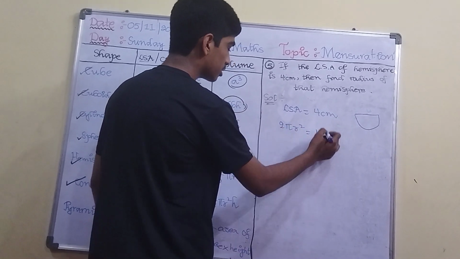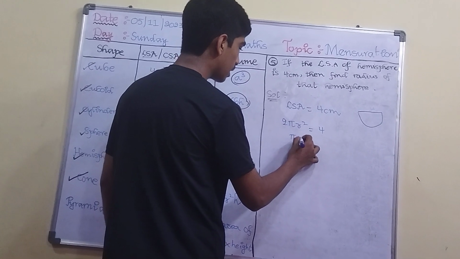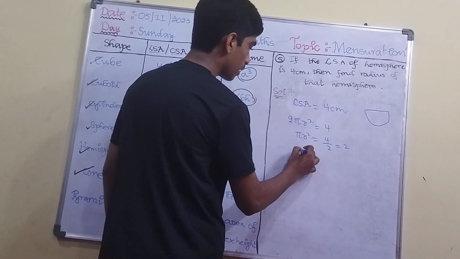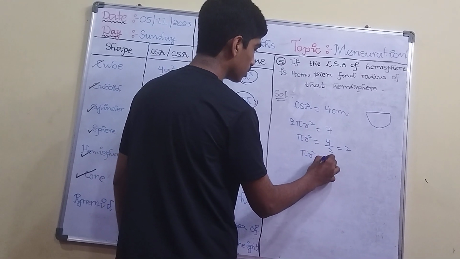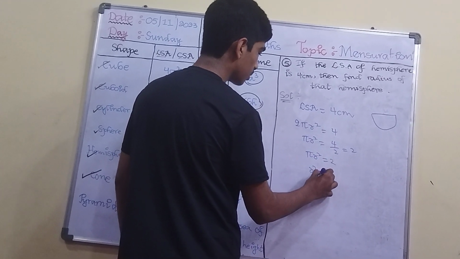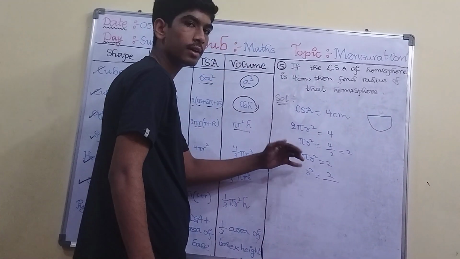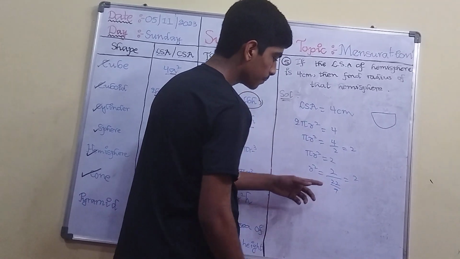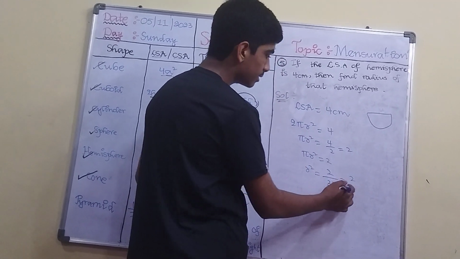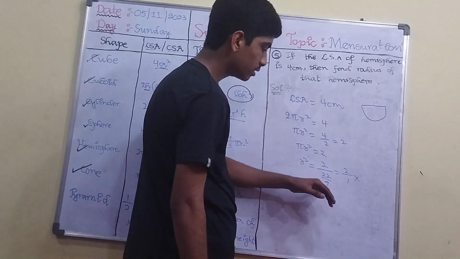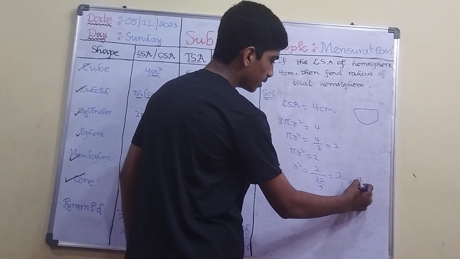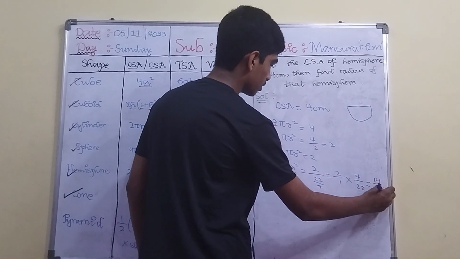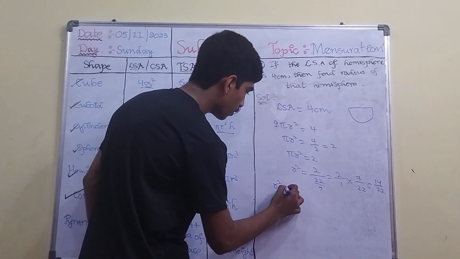Now transpose 2 to the right hand side. It will become division. 4 by 2 is equal to 2. Now pi r square is equal to 2. R square is equal to 2 by pi. What is the value of pi? 22 by 7. 2 over, in the denominator it is nothing, means it is 1. Now 7 will come upside. 2 into 7 by 22. 2 into 7 is 14 by 22. R square is equal to 14 by 22.